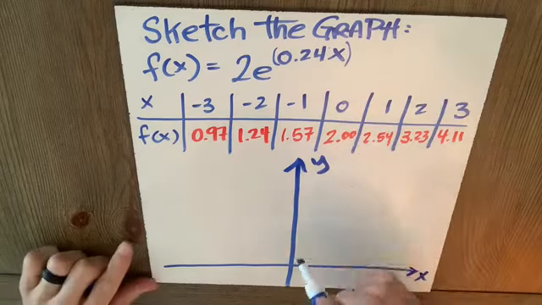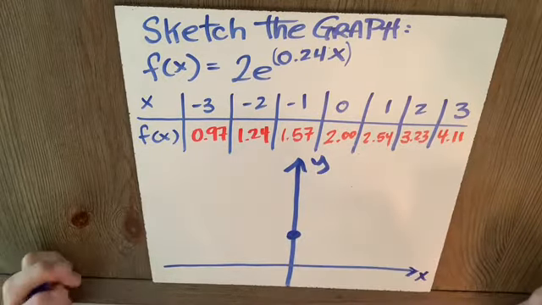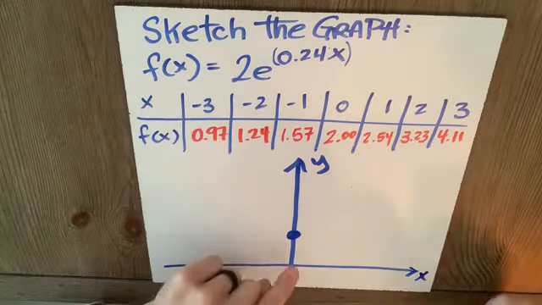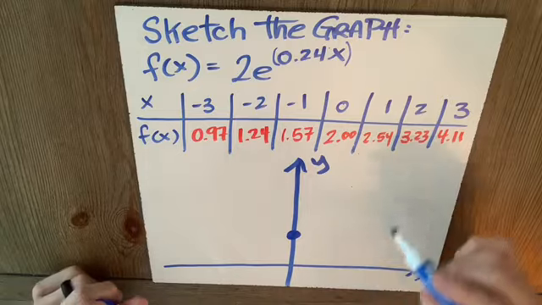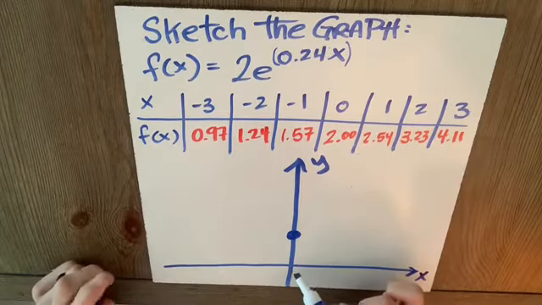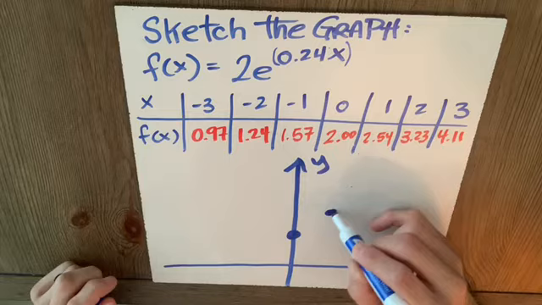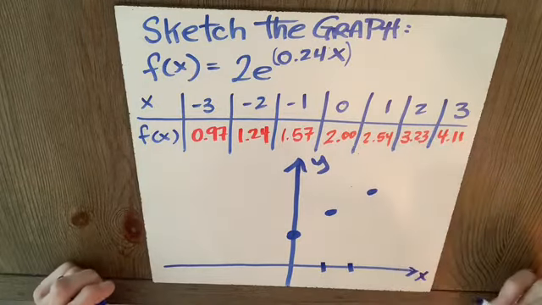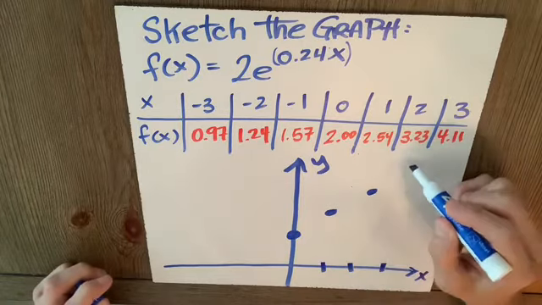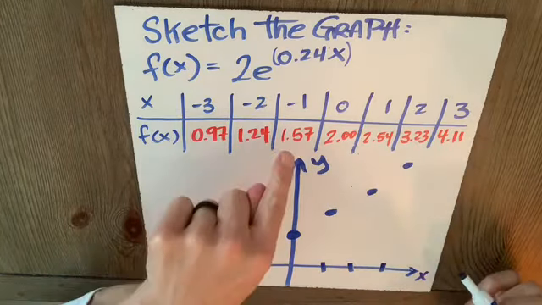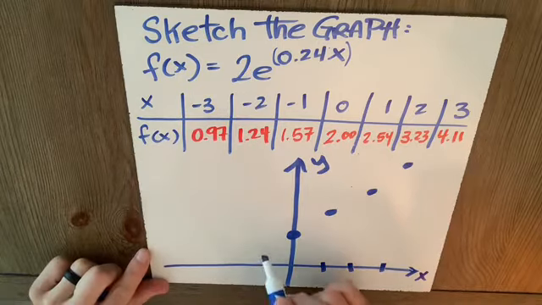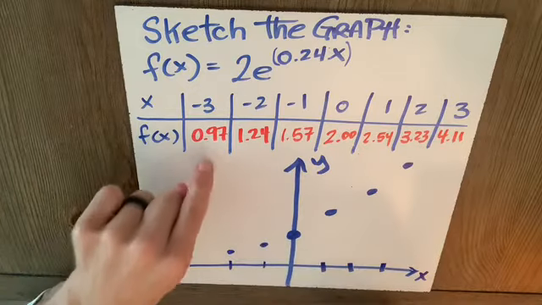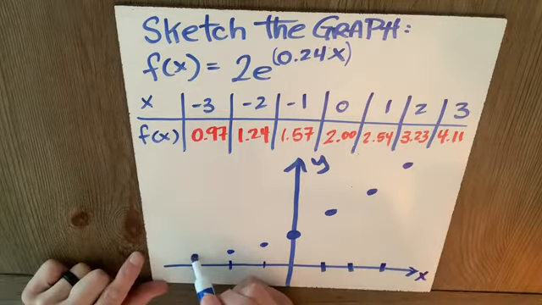I have this point 0, 2. Wait a second, I thought the magic point was 0, 1. Oh, it is. But I've got a vertical stretch by factor of 2, so it took it from here and on up. If I go to 1, I'm going to go over 1 and up 2.54, over 2 and up 3.23, over 3 and up 4.11. If I go the other side, to the left, -1, I'm 1.57, -2, I'm 1.24, and -3, I'm at 0.97.